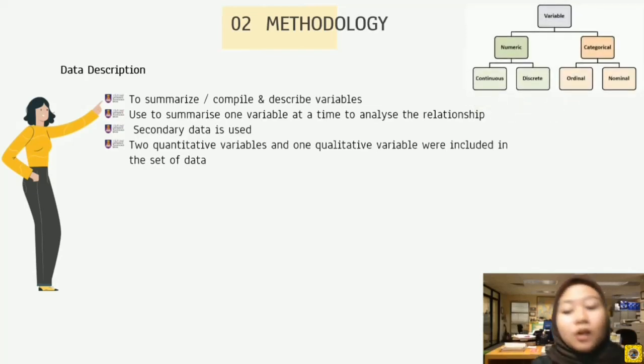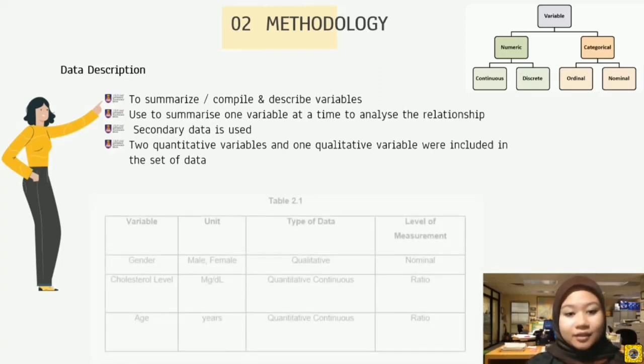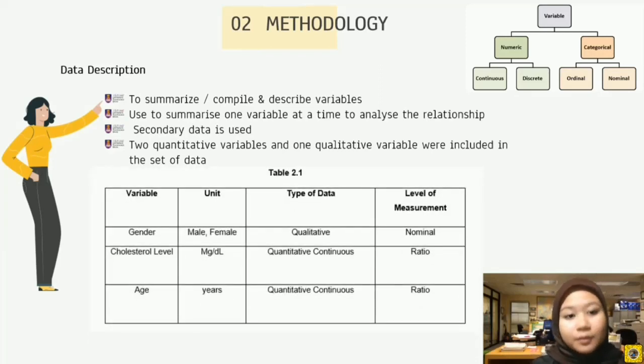This is the table of the general data description, and table 2.1 below summarizes the data of our project. The first is the variable gender with the unit male and female, the type of data is qualitative data, and the level of measurement is nominal. While cholesterol level is under the unit milligram, the type of data is quantitative continuous, and the level of measurement is ratio. The last one is the variable age under the unit years, the type of data is quantitative continuous as well, and the level of measurement is ratio.